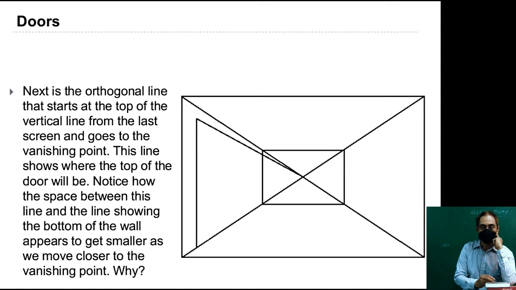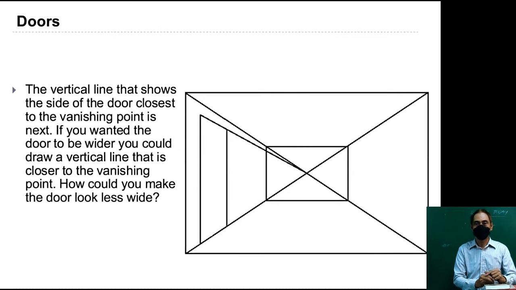Next is the orthogonal line that starts at the top of the vertical line from the last screen and goes to the vanishing point. This line shows where the top of the door will be. Notice how the space between this line and the line showing the bottom of the wall appears to get smaller as we move closer to the vanishing point. The vertical line that shows the side of the door closest to the vanishing point is next. If you wanted the door to be wider, you could draw a vertical line that is closer to the vanishing point.